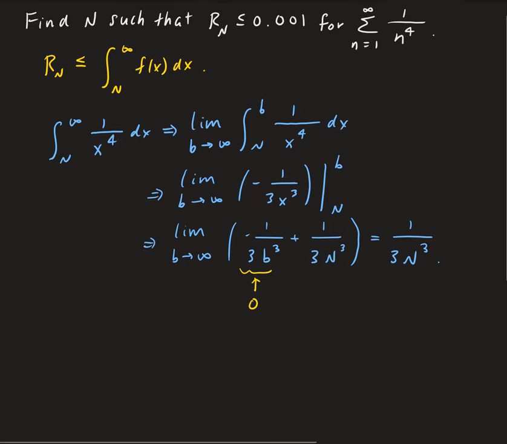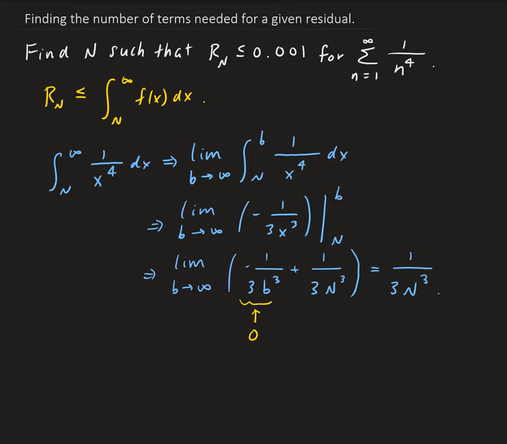So now we're going to bound this. In order to find the number of terms needed for this residual, we need to take this result, 1 over 3n cubed, and bound it with the residual value that we're given. So we have 1 over 3n cubed less than or equal to our residual, 0.001. We set it up this way because we want to end up with an expression with n bigger or equal to some number. Now we have to solve this for n.